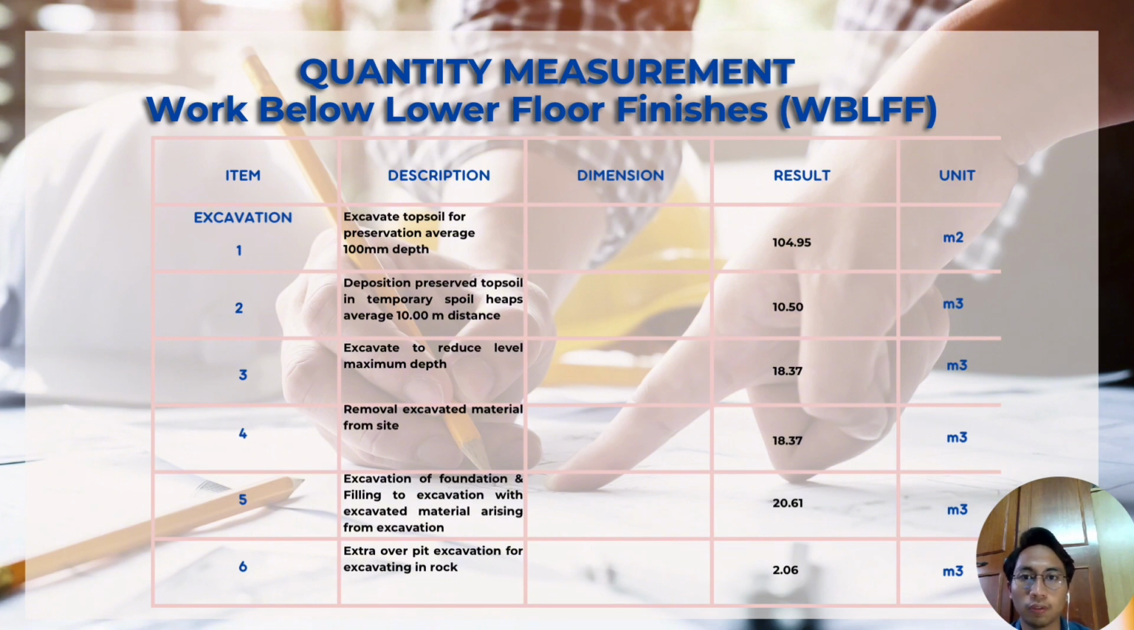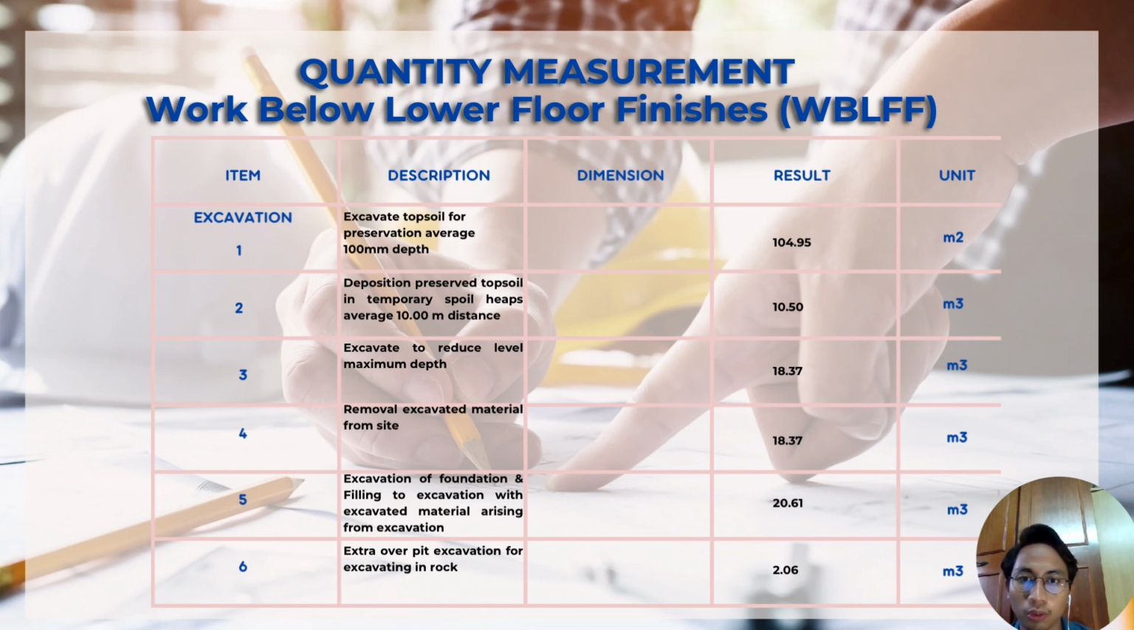So we move to the quantity measurement for work below lower floor finishes. So for excavation, the first one, excavate topsoil for preservation, average 100 mm depth. The area of it is 104.95 meter square. The second one is deposition, preserve topsoil in temporary spoil heap, average 10 meter distance. So the volume of it is 10.5 meter cube.